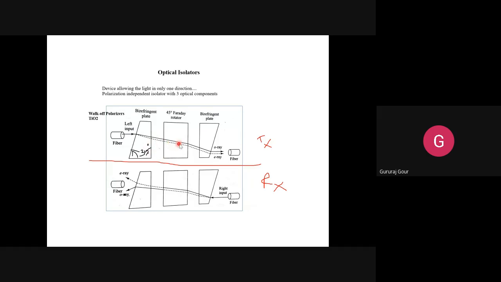Initially, only field components with orientation of 35-degree are allowed. Then they are let to pass through this 45-degree Faraday rotator to undergo 45-degree rotation. Then this last plate, with another orientation, is going to have its impact on that. So finally, we are getting at the end ordinary and extraordinary rays.